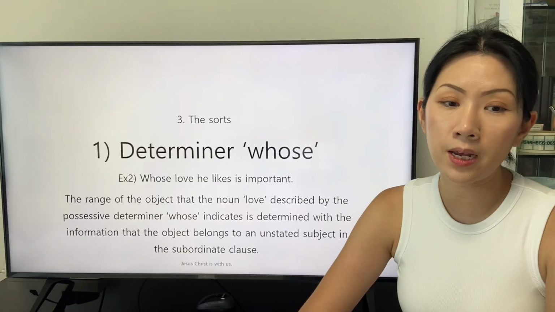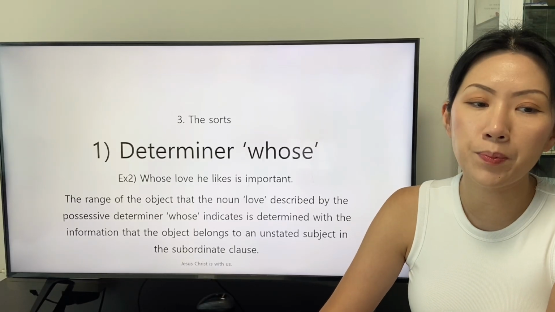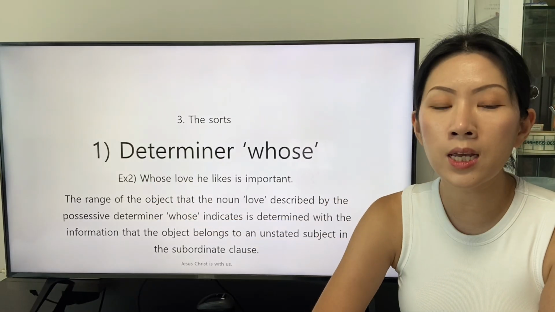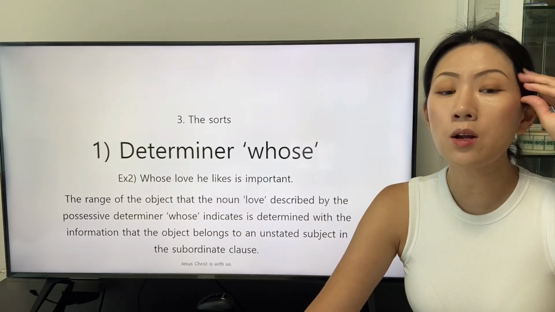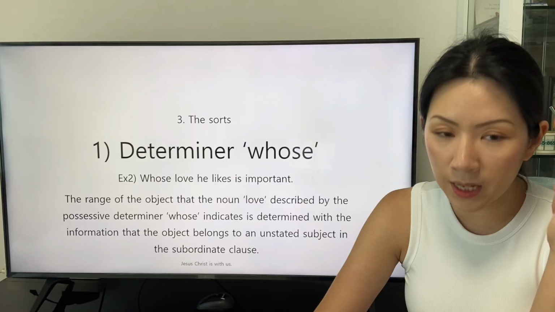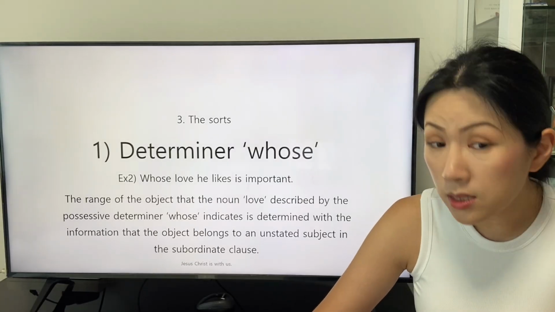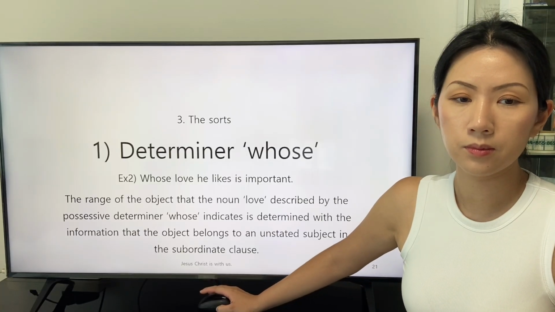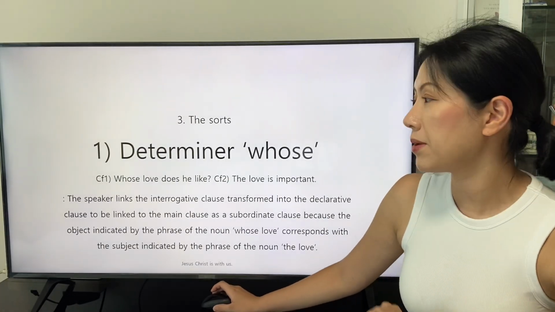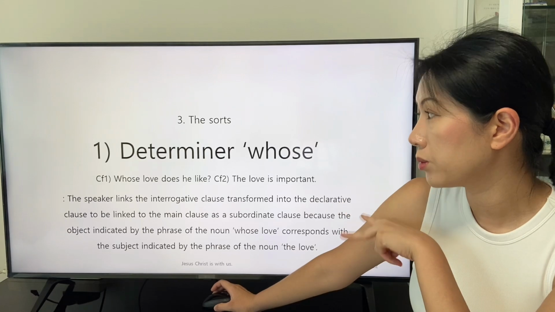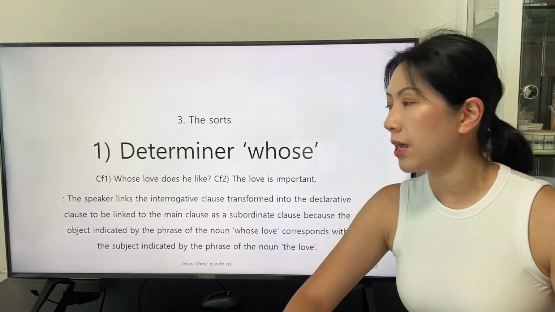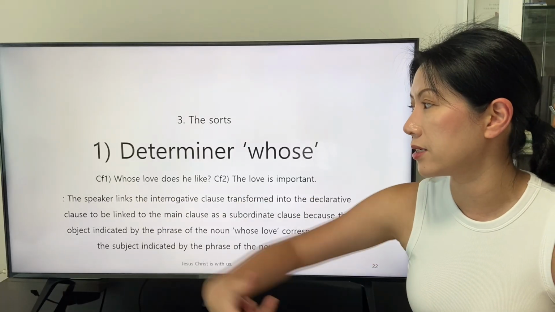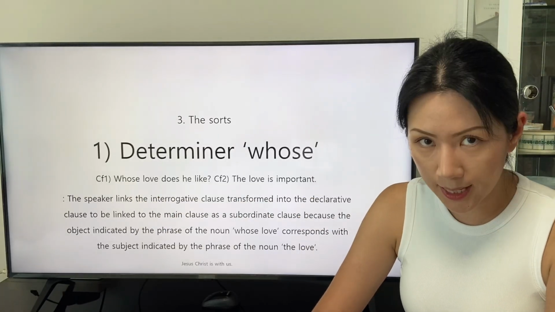The range of the object that the noun love, described by the possessive determiner whose, indicates is determined with the information that the object belongs to an unstated subject in the subordinate clause. The second example can be analyzed by the two clauses. The first one, in which the determiner whose is applied as the interrogative determiner, is this: Whose love does he like?